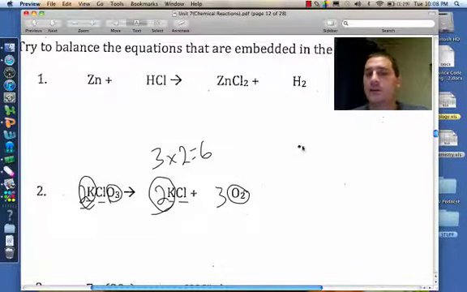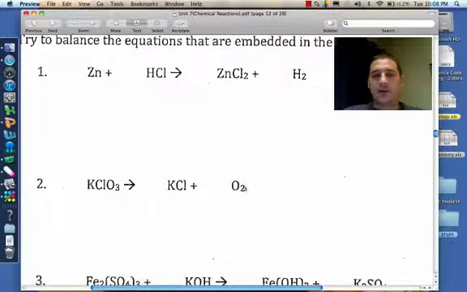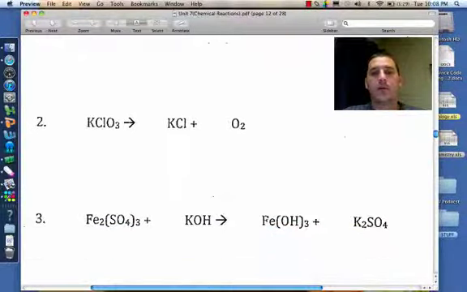Another way to do this is if you think about how we've been flipping the charges of like the pluses and the minuses, you can do the same thing. You can put the 2 on that one, the 3 on that one. It balances out the same way. So that's going to take us down to number 3.